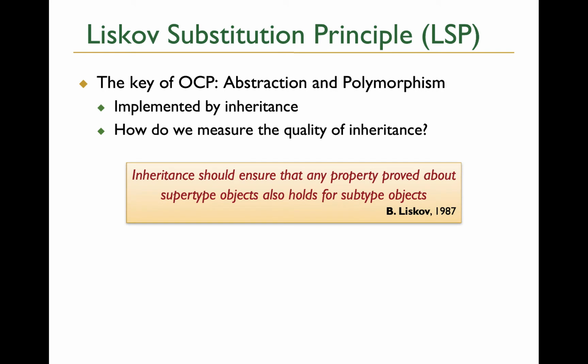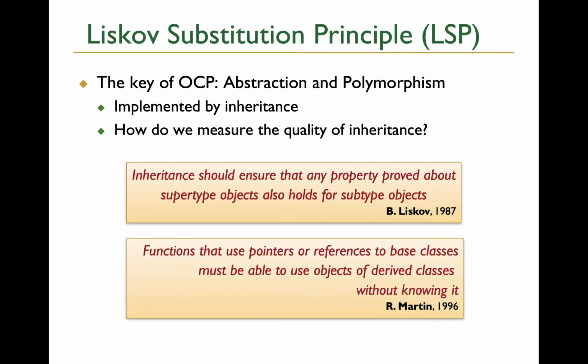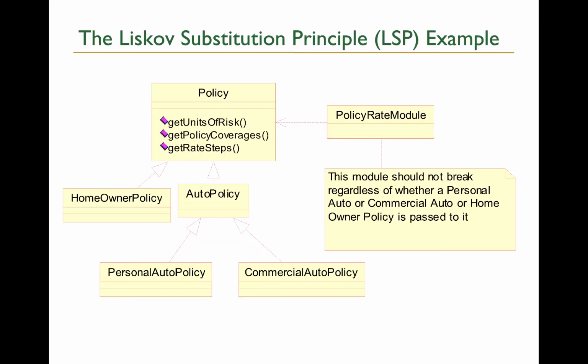The principle says: the inheritance should ensure that any property proved about supertype objects also holds for subtype objects. In other words, functions that use pointers or references to base classes must be able to use objects of derived classes without knowing it. This is more based on the C++ structure. All it's trying to say is that if you have a parent class, and the parent class has some methods, behaviors and functions, then when you are building your subclasses, you want to make sure 100% that the subclass can implement all the methods and functions you define in the parent class, and there shouldn't be any exception.